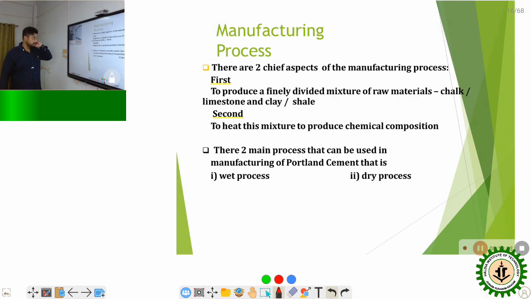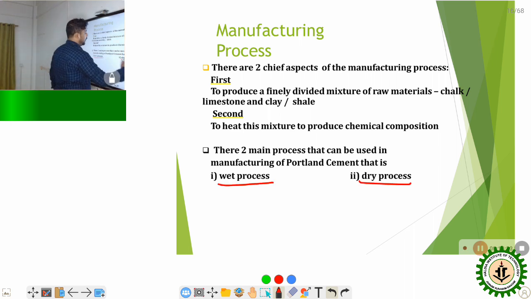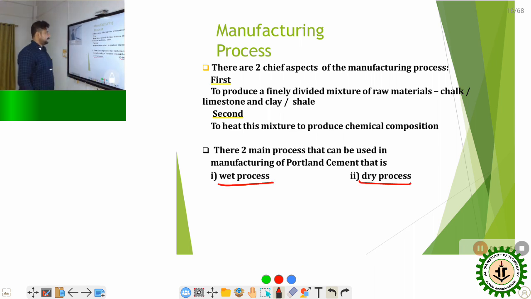So, the manufacturing process. How is it manufactured? It has mainly two types: one is the wet process, and one is the dry process. I told you it forms clinker, and that clinker we grind into a very fine powder form, and then we pack it in a sack.